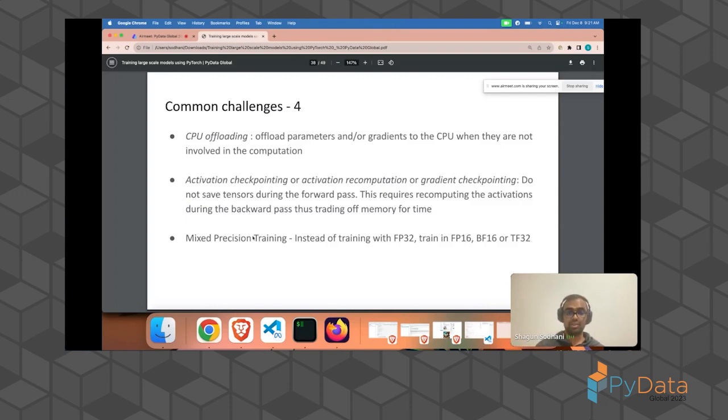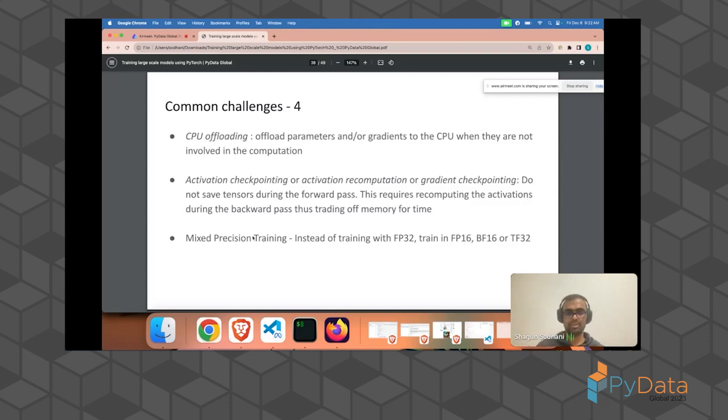The other thing is activation checkpointing, or as some people call it, activation recomputation or gradient checkpointing. The high level idea is when you do a forward pass, you save a bunch of extra information that you use during the backward pass, which you don't really need for the forward pass itself, but you keep it around so that you can use it during the backward pass. Activation checkpointing reduces that memory consumption by not saving this extra information during the forward pass. And when you need this information in the backward pass, you recompute it. In that sense, it's trading off memory for time. It gives you more memory, but it also increases the time because you have to redo these computations. Activation checkpointing is also supported in PyTorch.